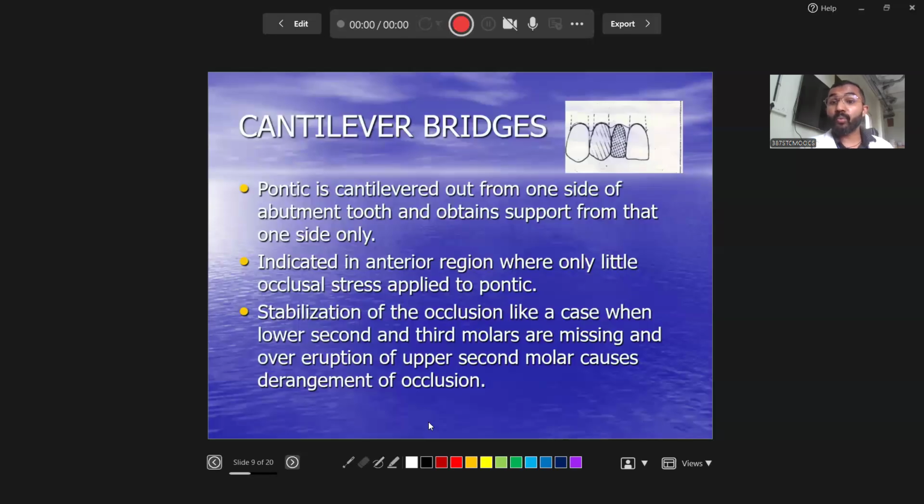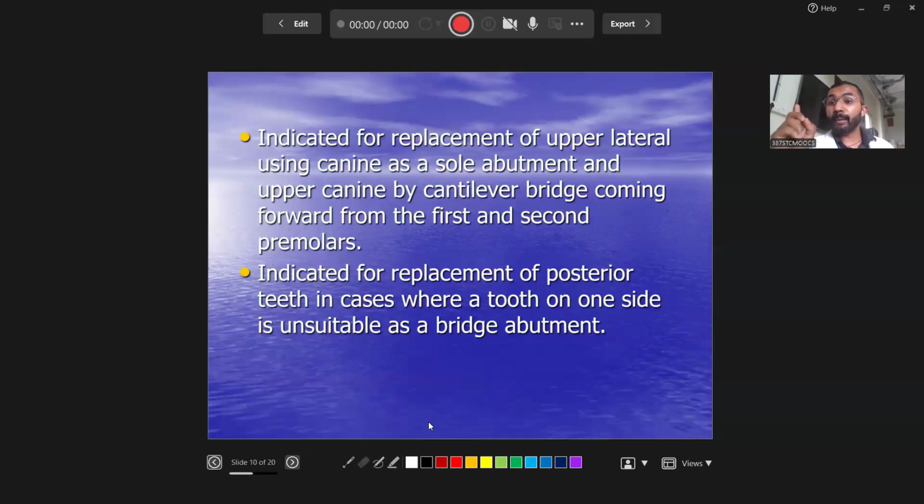Pontics are cantilevered out from one side of the abutment tooth and obtain support from that one side only. It is indicated in the anterior region where only little occlusal stress is applied to the pontic. It is also indicated for stabilization of occlusion, like in a case when lower second and third molars are missing and over-eruption of the upper second molar causes derangement of occlusion. It is indicated for replacement of the upper lateral using the canine as a sole abutment, and the upper canine by a cantilever bridge coming forward from the first and second premolars. It is also indicated for replacement of posterior teeth in cases where the tooth on one side is unsuitable as a bridge abutment.